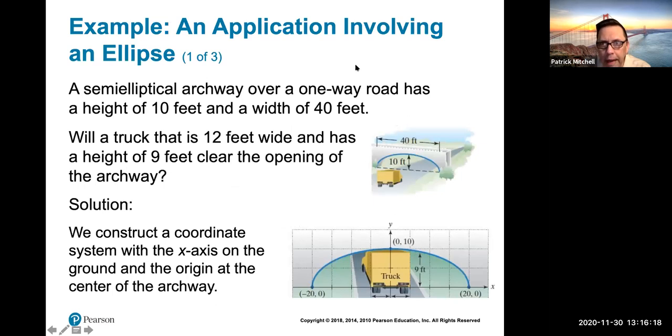So what we're saying is, let me turn on my drawing tools here. This point right here is 9 feet above the ground. And this point right here is 9.5 feet above the ground. So the truck will clear the archway.